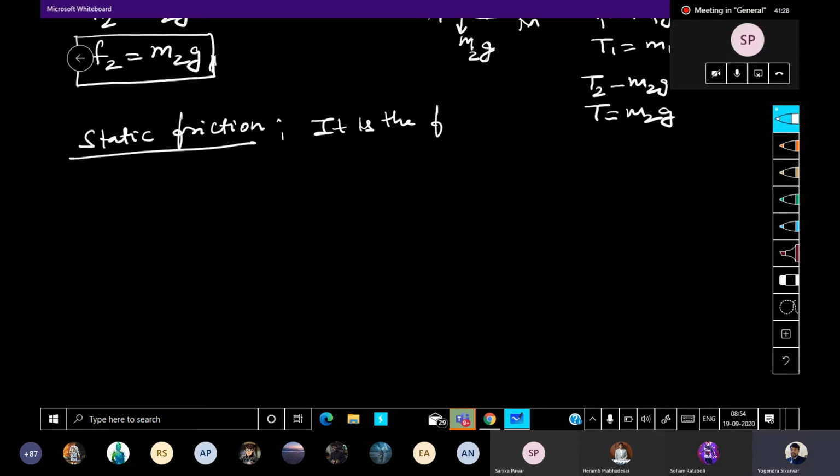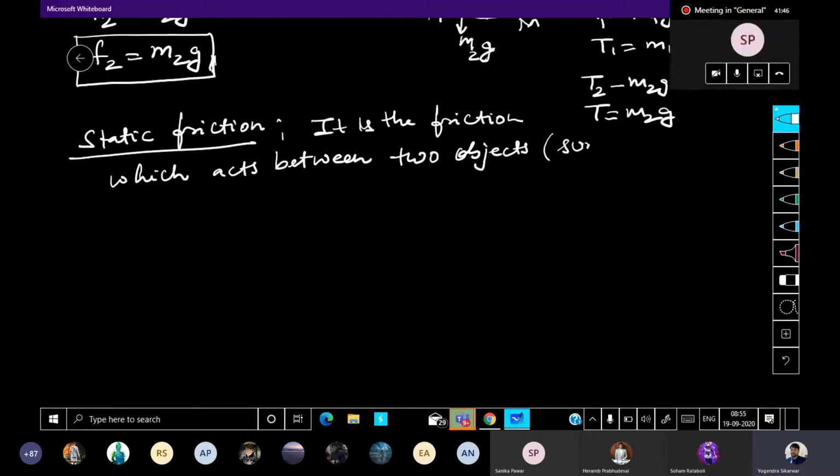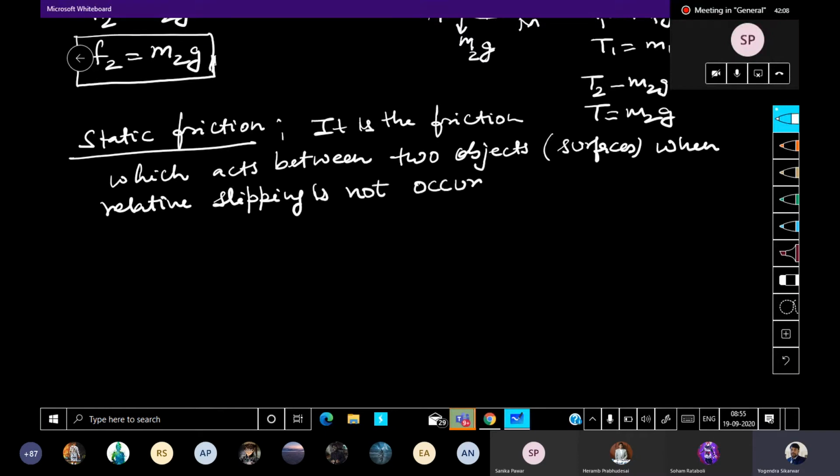Static friction. It is the friction which acts between two objects, between their surfaces, when relative slipping is not occurring between them.